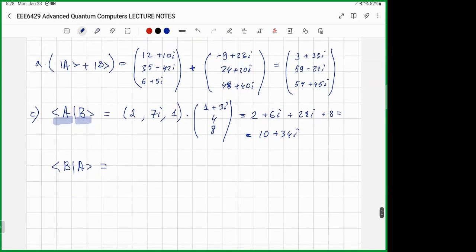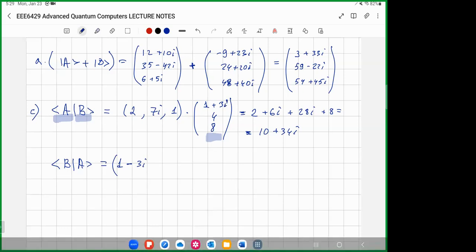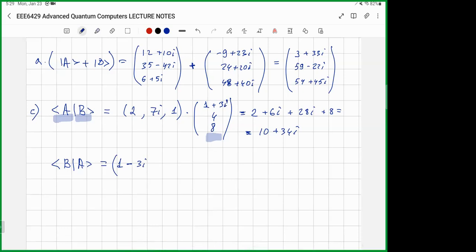Right. So now this vector B is the row. So this is my vector B here, right? So I transpose this and complex conjugate. Complex conjugate, meaning that the first component will be 1 minus 3i. So it was 1 plus 3i, I complex conjugate, so plus 3i turns to minus 3i. This is the first component, second component is 4, and the third is 8.